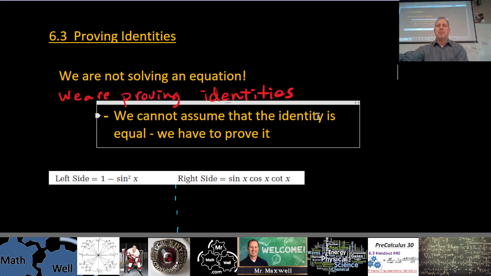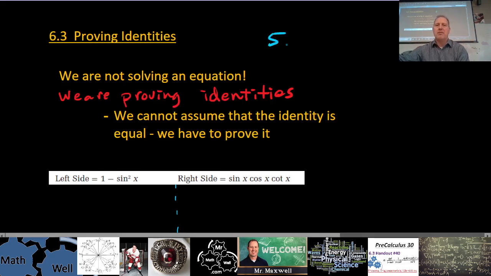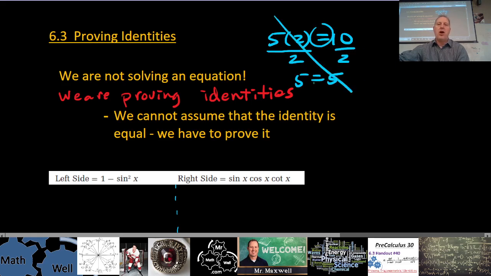So, for example, if I said 5 times 2 equals 10, and we are assuming this is equal, we know it's equal, and if I did something like divide by 2, this would be 5 equals 5. Because this is equal, I can do these operations, but this is not what we're doing in proving. We cannot mix the two sides of the equal sign at all.